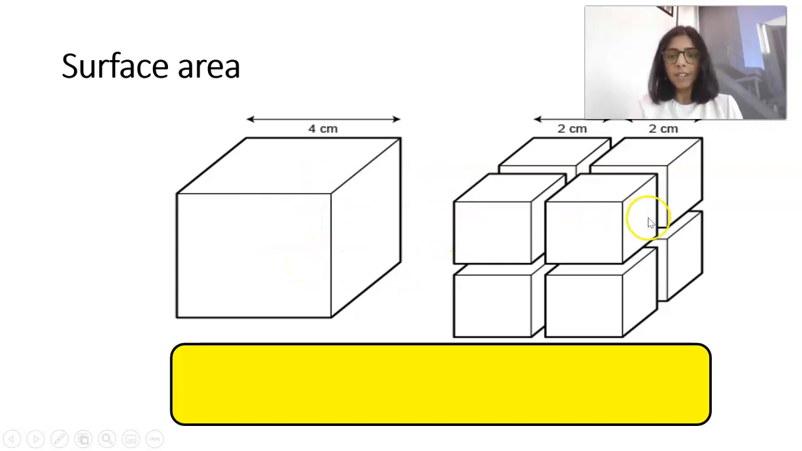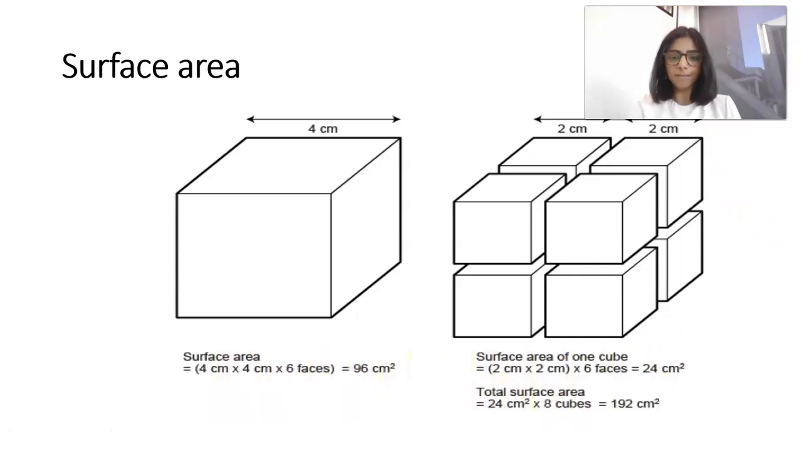You also need to calculate the surface area of these cubes. This is the same cube, only chopped up, and so we have 8 smaller cubes. See if you can calculate the total surface areas for both of these. So hopefully you got 96 square centimeters for the larger cube and 192 square centimeters for the smaller cubes. Remember, we're looking at total surface area.